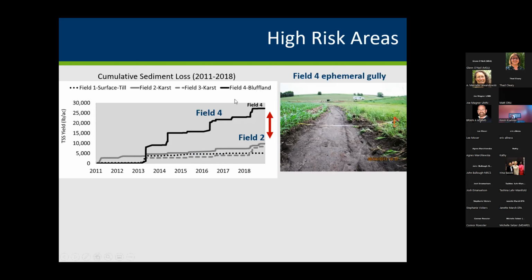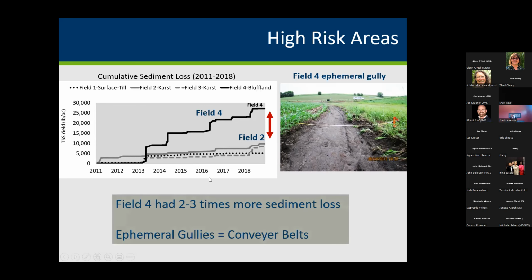What was interesting though is field 4 had an ephemeral gully form at about year 3 into the study along an existing grass waterway that wasn't functioning the right way. And field 2 was managed very similar. It had same land use, same soils, very similar. But in terms of the cumulative sediment loss, we found that field 4 had basically about 2 to 3 times more sediment loss off of that field over this time period.